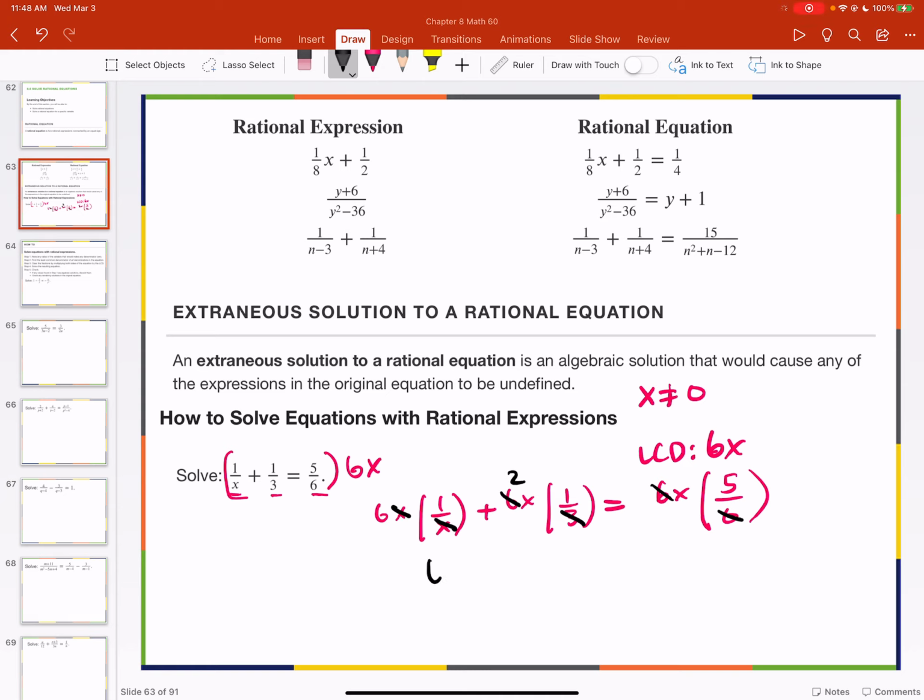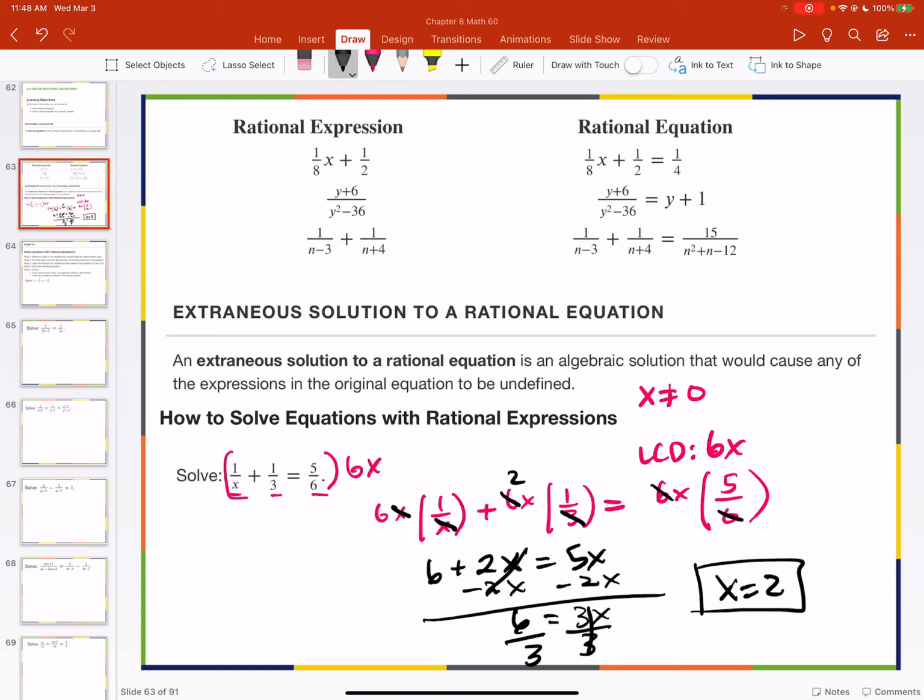So you have 6 times 1, that's 6. 2x for the next term: 2x times 1 is just 2x. And then 5 times x, that's 5x. So now we just solve for x. And as long as we don't get 0 for the answer, we're good. So divide both sides by 3, and we get x is equal to 2. Okay?